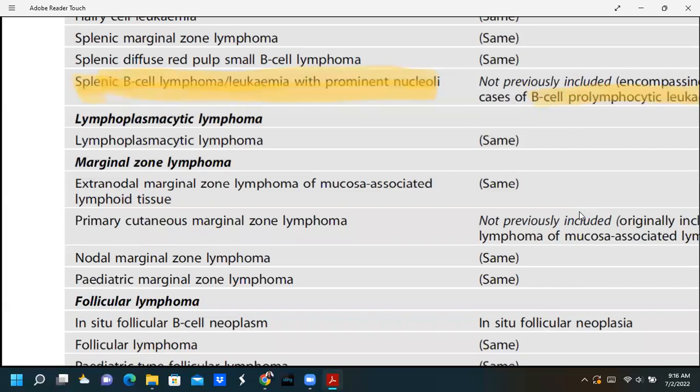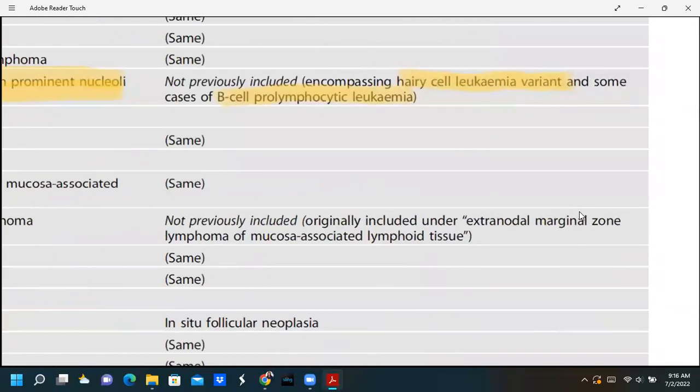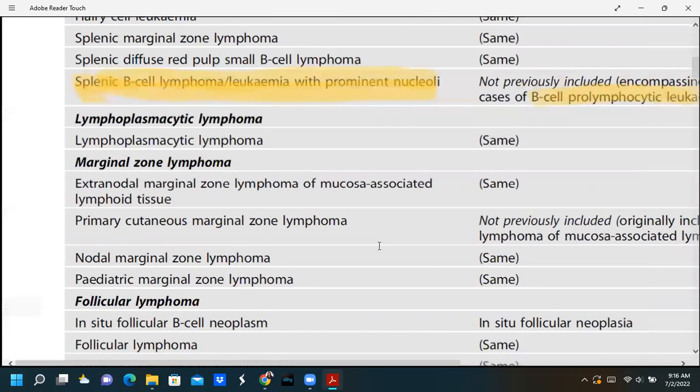Primary cutaneous marginal zone was not previously included. Originally, it was under the extranodal marginal zone of MALT. Now it is separated out as primary cutaneous marginal zone. And then the others, the nodal marginal zone and pediatric marginal zone, those are the same.